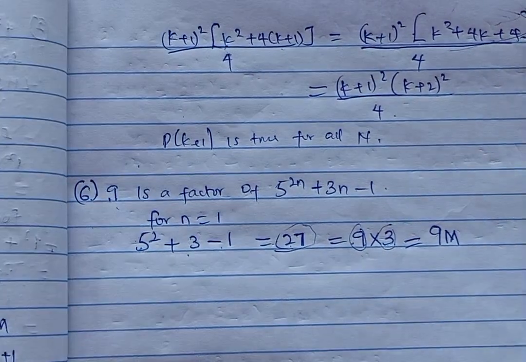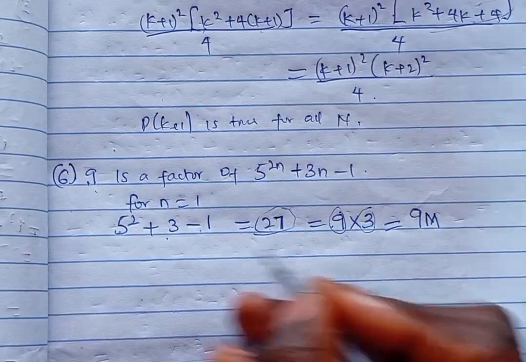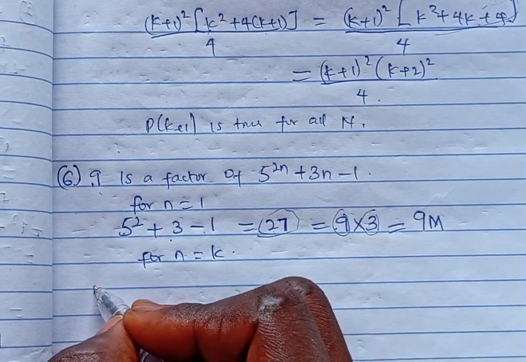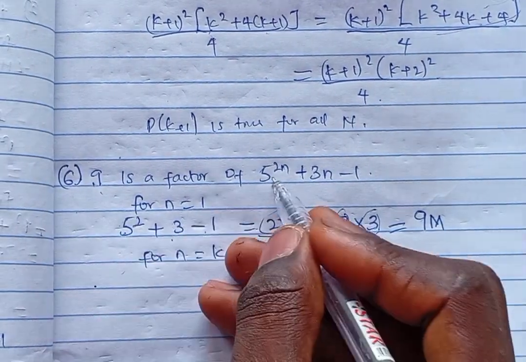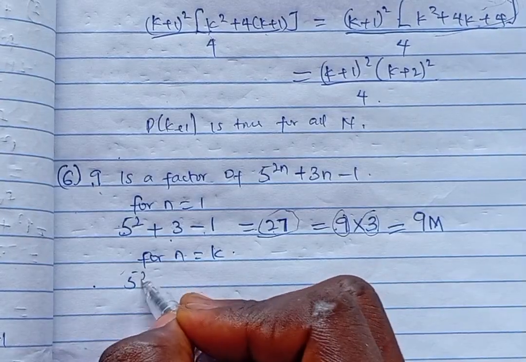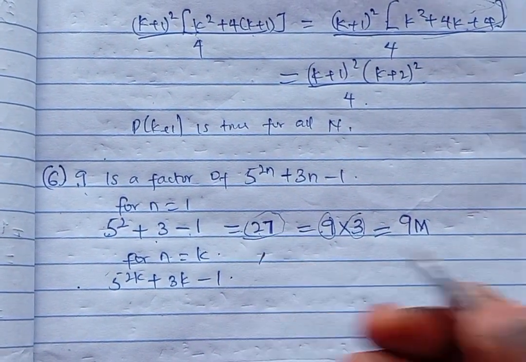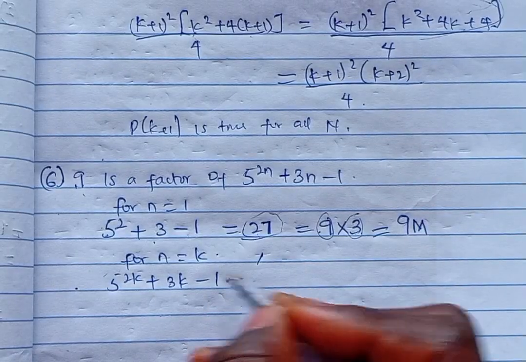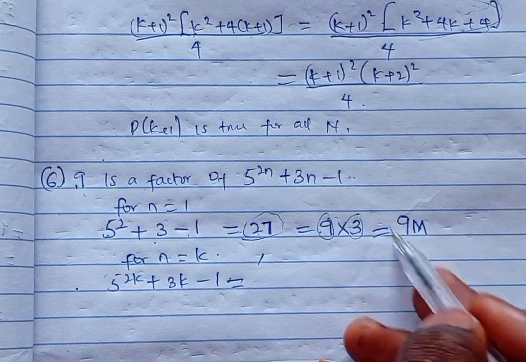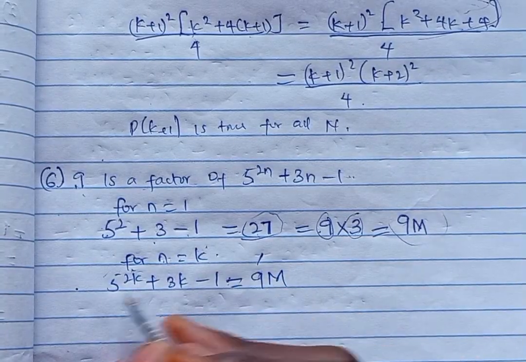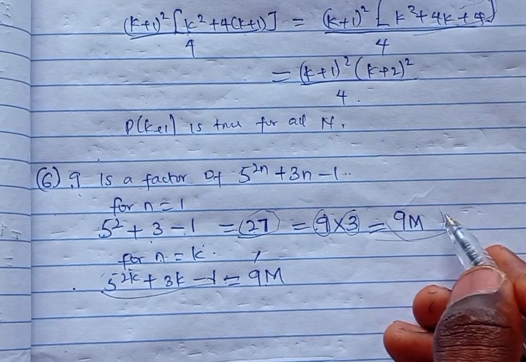Do you understand now? So for when n is equal to k, substituting here, you get 5 raised to power 2k plus 3k minus 1. Now you continue, and because 9 is a factor, this will be equal to 9m. That is, for when n is equal to k, this will be equal to the value for when n is equal to 1.